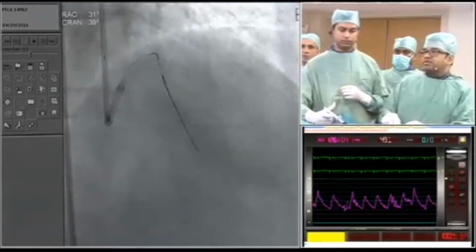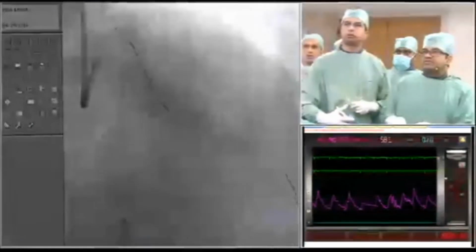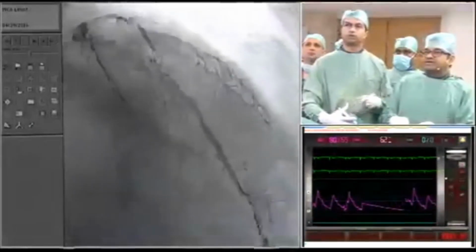I personally think I wouldn't have put the jail wire into the circ. I don't know what the others would have done, but because the ostium of the circ was so free of disease, now you have the issue of the jail wire. Yeah, clean, but there was some.